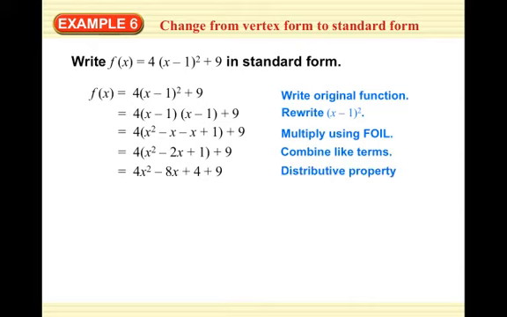We'll use our distributive property to get 4x squared minus 8x plus 4, and then we've got our plus 9 at the end, and we combine like terms. And we get 4x squared minus 8x plus 13. So that's ax squared plus bx plus c form. We just need to write it as y equals. So y equals 4x squared minus 8x plus 13. And that is our final answer because that's y equals ax squared plus bx plus c.